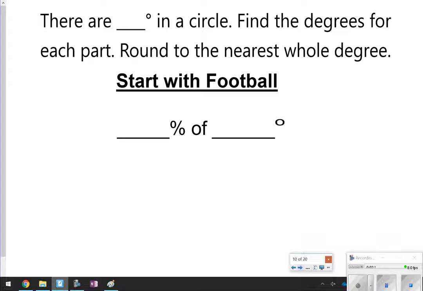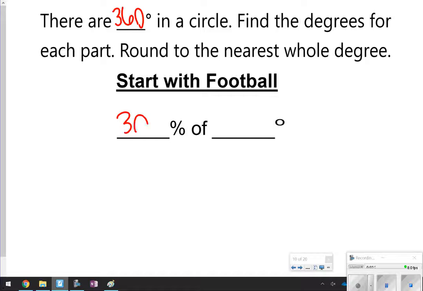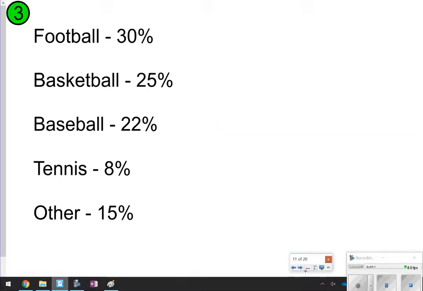So what we're essentially doing is we're taking the 360 degrees in a circle, and we're going to find the degree measurements for each part. So first off, if we're starting with football, football was 30%, so you're basically finding 30% of 360 degrees. How we're going to do that is we're going to take each of these percentages, this will be number 3 in your notes, and multiply those percentages by 360. So why don't you go ahead and do that, pause the video now, and find each of the degree measurements. Once you're done, click play.